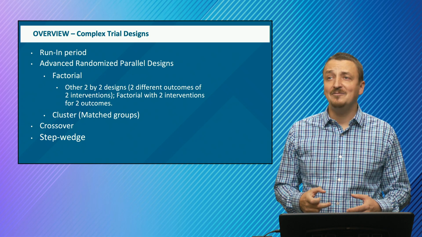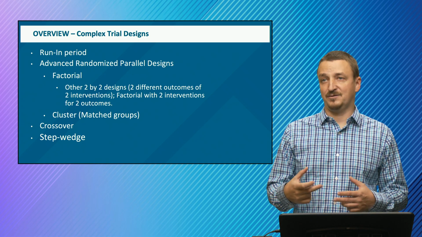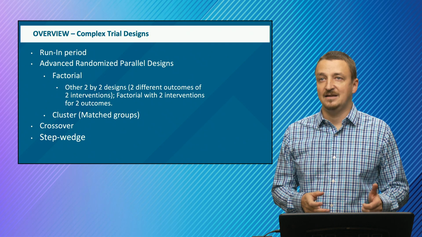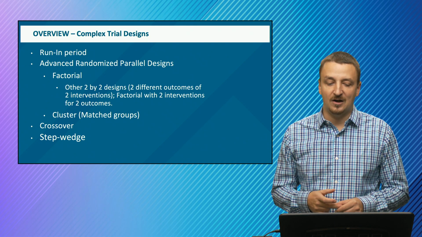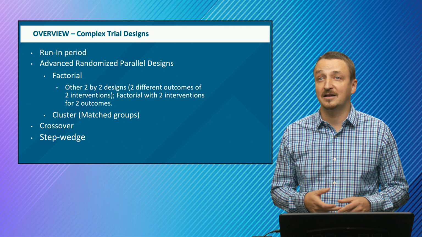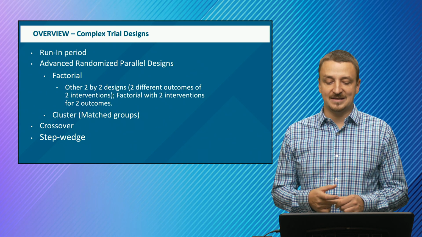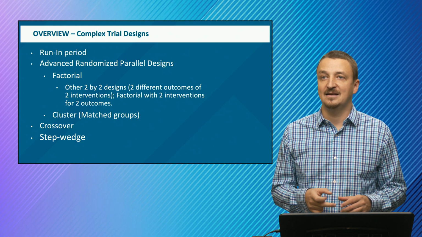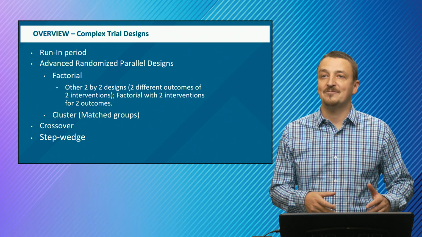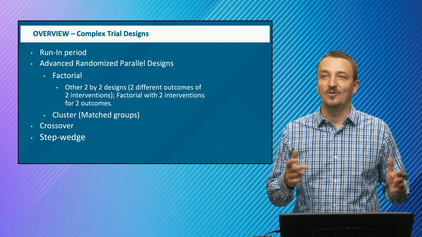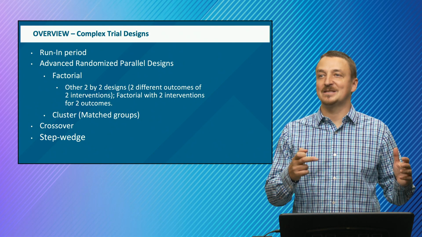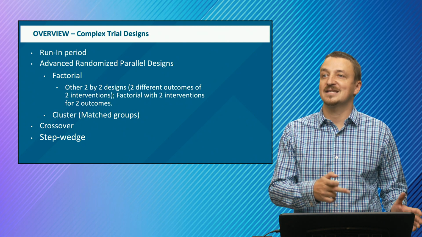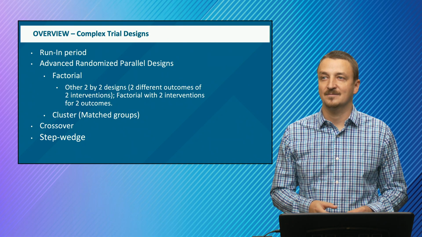During the next lectures, I will walk into alternative, complex trial designs. Each of my following lectures will focus on one of these. One will focus on the run-in period, then I will focus on advanced randomized parallel designs, in particular the factorial designs, including other 2x2 designs with 2 interventions and 2 outcomes. Then the cluster design, the matched group design, and then at the end the crossover design and the stepped wedge design. I invite you to watch these lectures, and then at the end, once you have watched all these lectures and did the exercises that I also present in these lectures, also do exercise 2, which is uploaded on Canvas. Thank you.